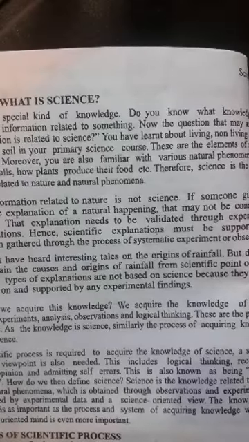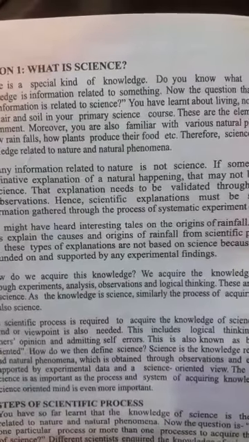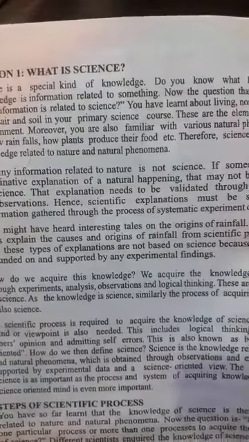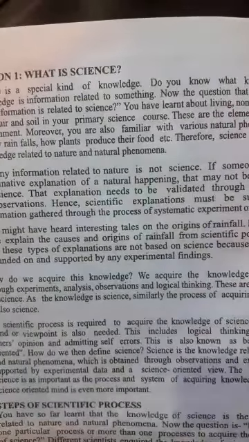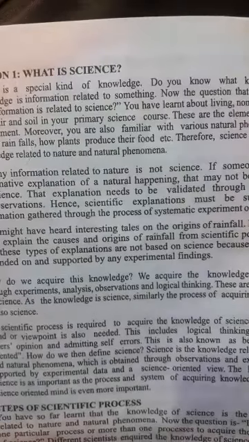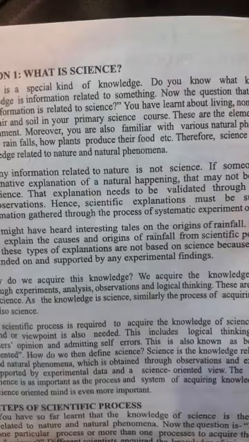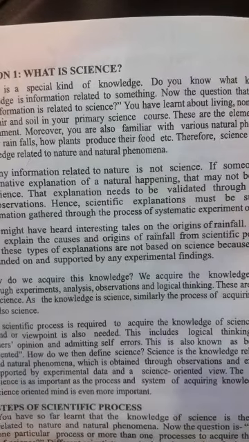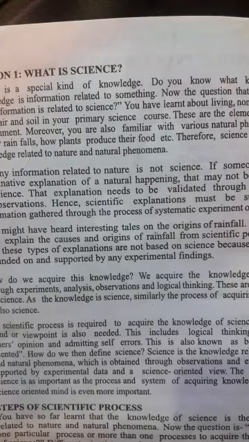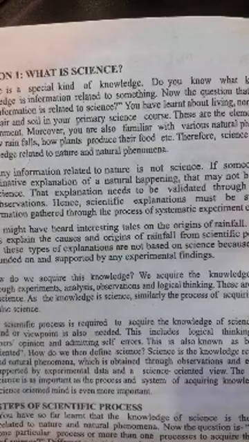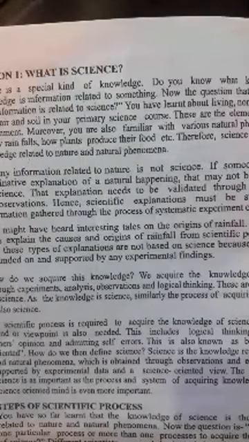And next, steps of scientific process. You have so far learned that the knowledge of science is the knowledge related to nature and natural phenomena. Now the question is, is there only one particular process or more than one process to acquire the knowledge of science? Different scientists acquire the knowledge of science in different methods and systems, but there were similarities among them in many areas. On the basis of those similarities, the course of scientific process may be illustrated as follows.